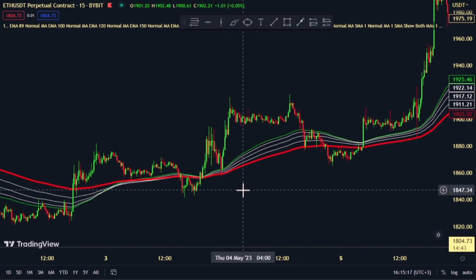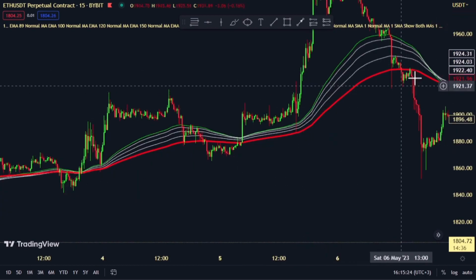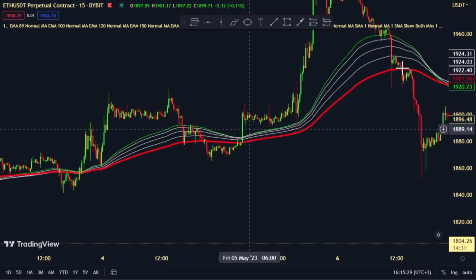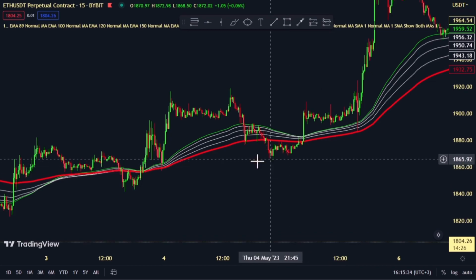We have to wait for the market to decide whether it wants to break down and change direction, like it did here in this case, or it wants to continue all the way up, which happened here. So we have 2 different types. You have to wait for the market to decide.